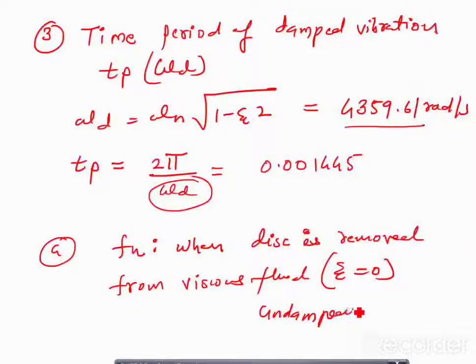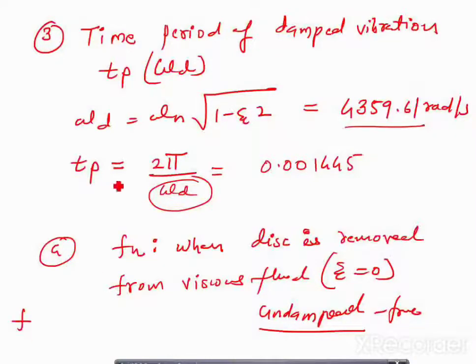So undamped system means what? This is a case of free vibration. Case of free vibration means what? You are just giving me initial displacement. No damping is there. Means there will be no damped vibration. There will be no omega d. There will be only omega n. So in this case, how will you find out this frequency?